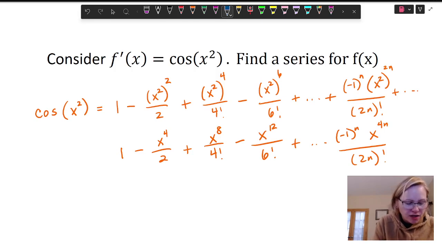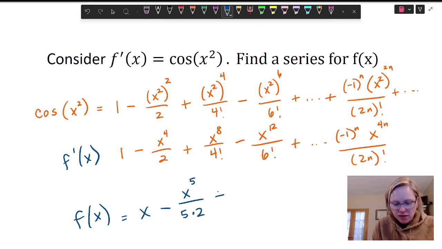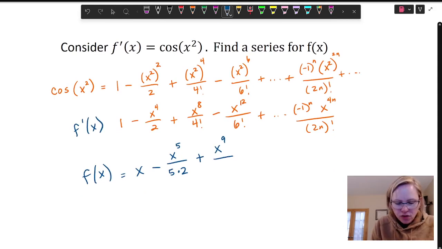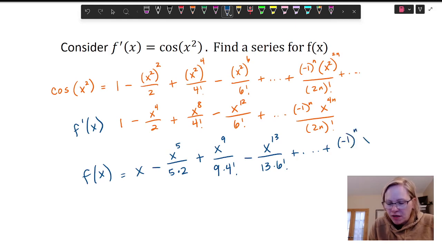And so to find, if this is called f prime, then f of x is simply the antiderivative. So I'm going to do x minus x to the 5th over 5 times 2. And I can simplify that if I want to. x to the 9th over 9 times 4 factorial minus x to the 13th over 13 times 6 factorial. I'm just going to leave it, because unless I'm asked to simplify, there's really no real benefit to it.